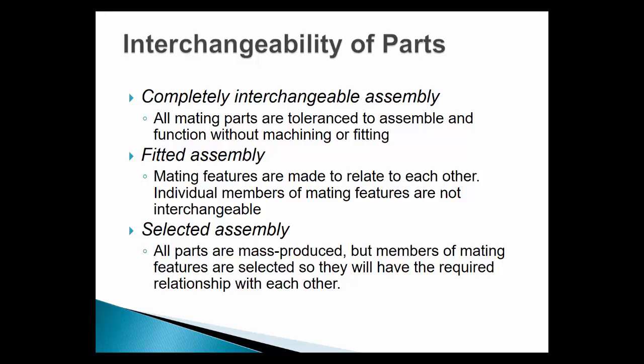Tolerances are controlled to allow parts to fit together. There are three types of fittings: completely interchangeable, where all the parts will always work; fitted assembly, where two or more parts are actually hand fit to mate together; and selected assembly, where you go through a quantity of parts until you find two that will work. Obviously, completely interchangeable assembly is the better solution for mass production.